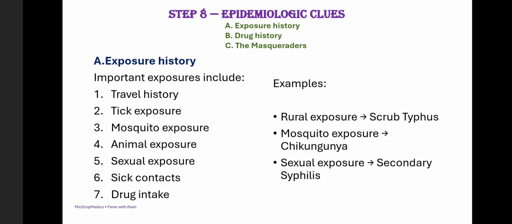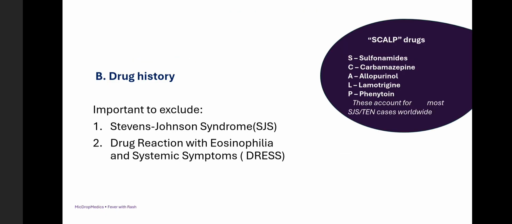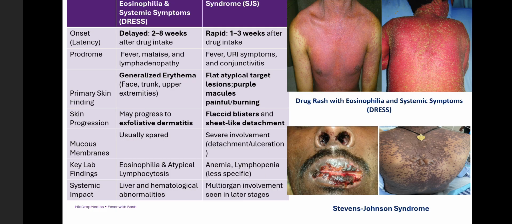But the most dangerous clues lie in the medicine cabinet. We have to rule out the heavy hitters like Stevens-Johnson syndrome and DRESS syndrome. If your patient was started on any new medication in the last few weeks, you need to check for the culprit drugs like sulfonamides, carbamazepine, allopurinol, lamotrigine, and phenytoin. So, if the drug was started 2 to 8 weeks ago, it's most likely DRESS syndrome, where you see generalized erythema which may progress to exfoliative dermatitis.